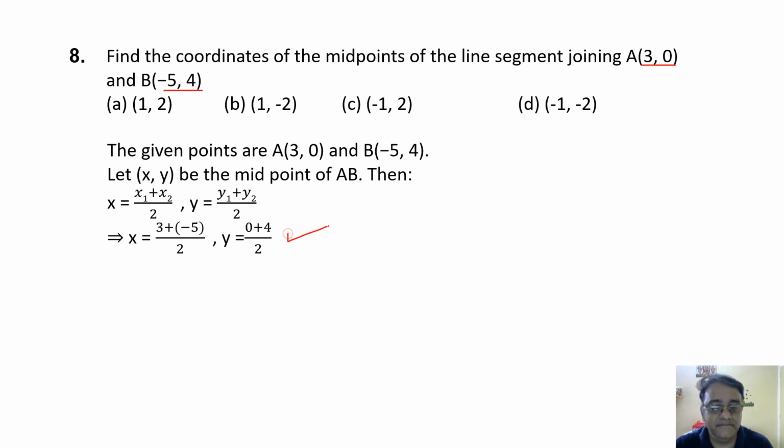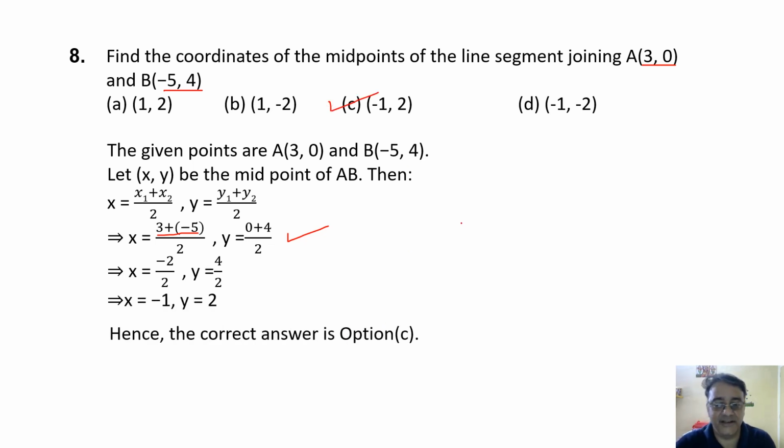This is clear? Yes, sir. Okay. So minus 2 by 2 and 4 by 2 we are getting. So final answer, x is equals to minus 1 and y is equals to 2. Right. So which option is the correct one? Option C. Option C. Right. So now we are moving toward question number 9.